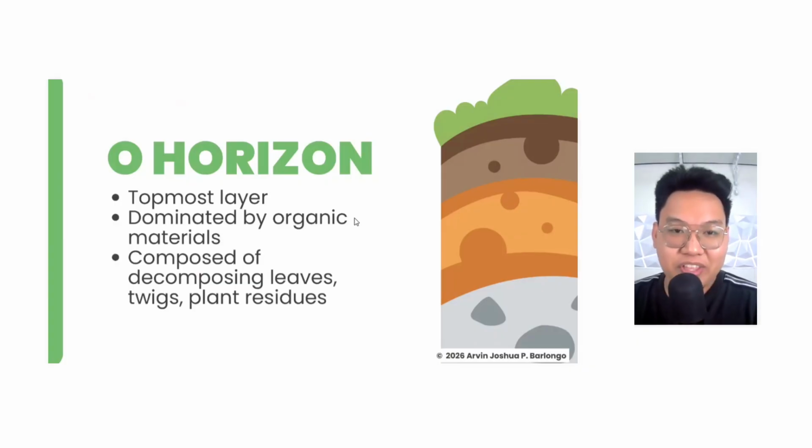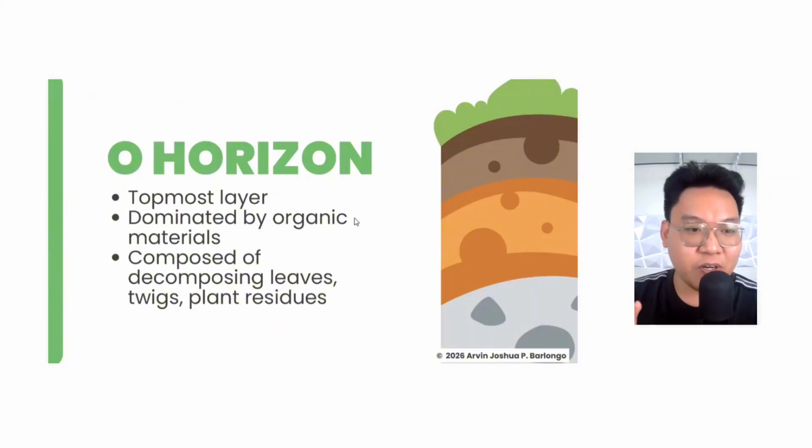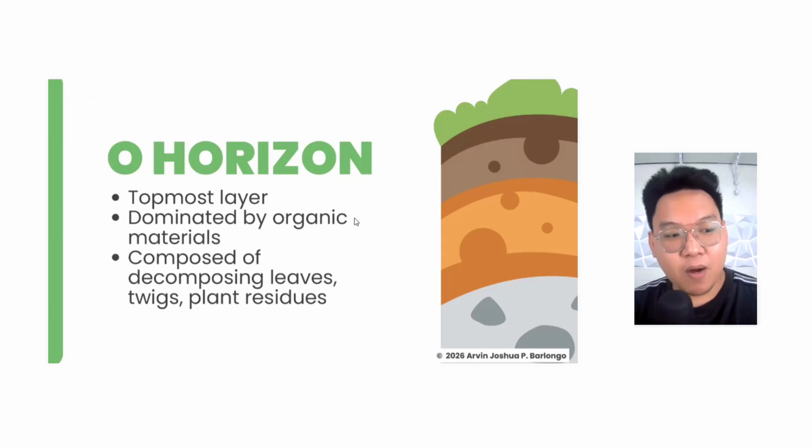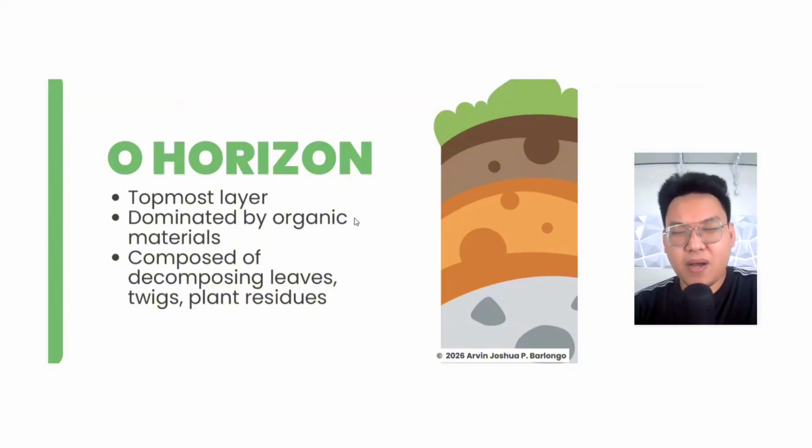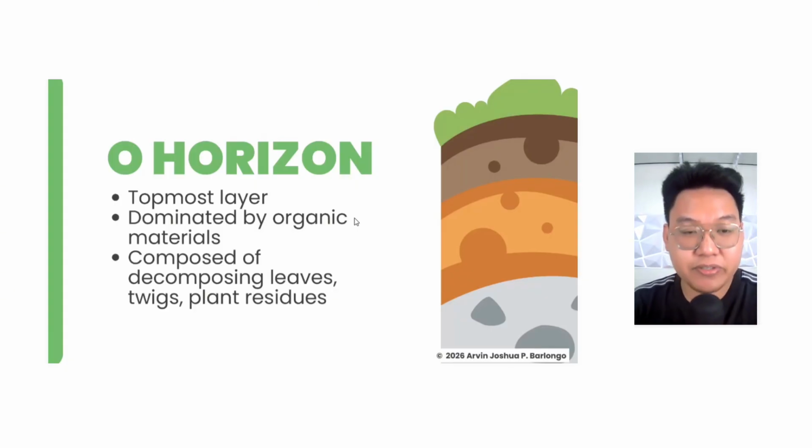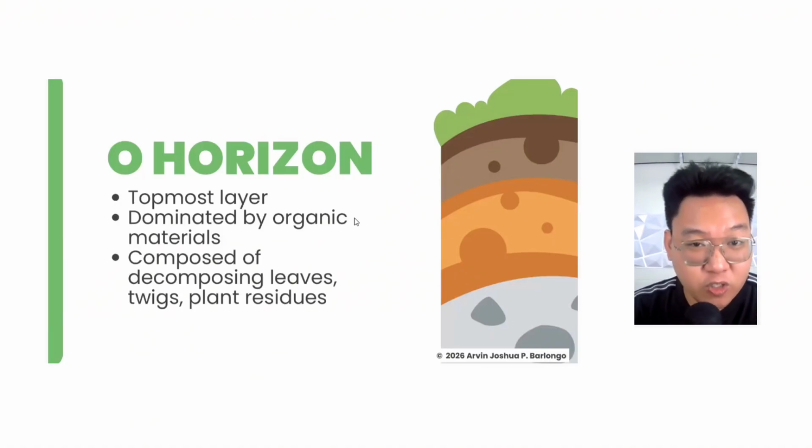Okay, let us start with the O horizon. In this video, I used color coding so you can remember them better. You will see later that each horizon has a specific color, and it is related to its description. For example, the O horizon is green because it is dominated by organic materials. It is the topmost layer, where there are usually decomposed leaves, twigs, or plant residues. That is why it is green, because plant residues are still there.